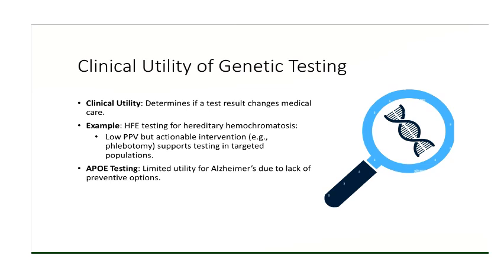Clinical utility evaluates whether a genetic test result informs actionable medical care. For example, HFE testing for hereditary hemochromatosis enables preventive interventions like phlebotomy, despite low positive predictive value. In contrast, APOE testing for Alzheimer's has limited utility due to the absence of preventive treatments.